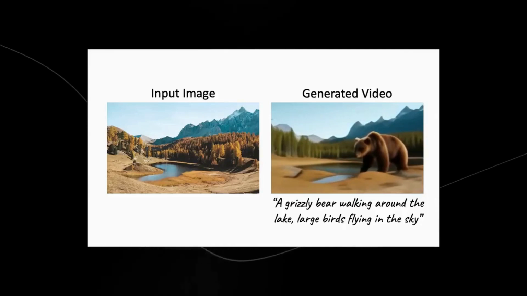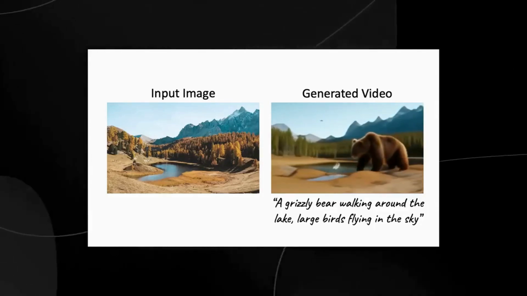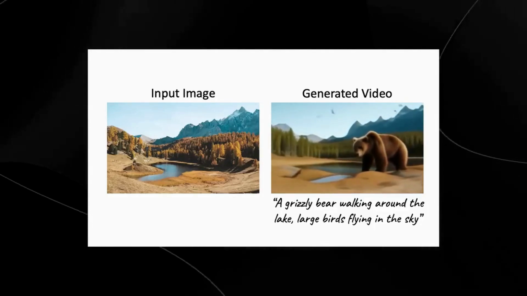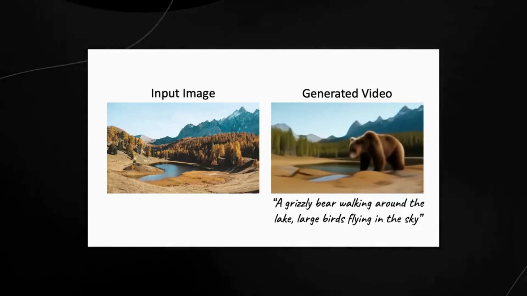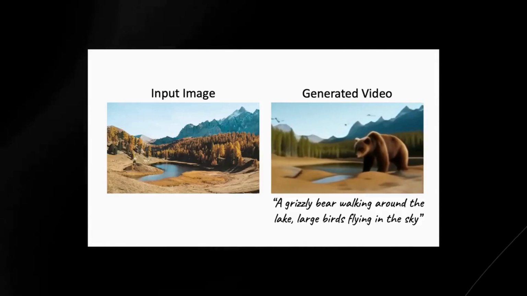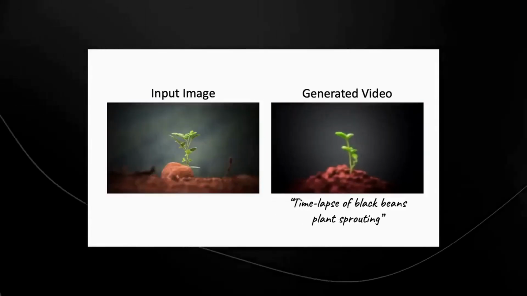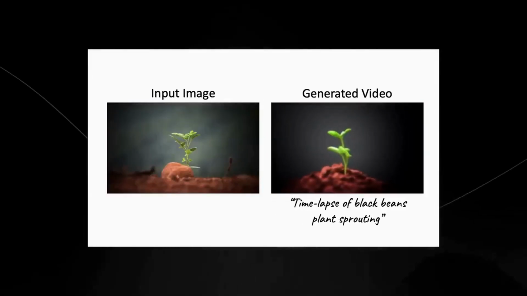I mean, just take a look at this one right here. A grizzly bear walking around the lake, large birds flying around in the sky. And I mean, we can see that grizzly bear moving in the environment, and it definitely looks real. I mean, when it comes to generated videos like this, it's truly incredible. And this one right here is one of my favorites.